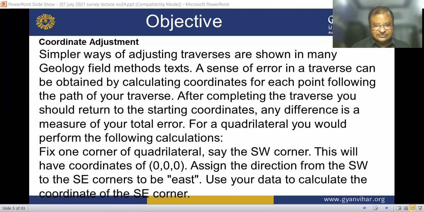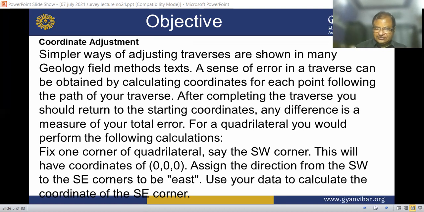Quadrilateral adjustment. Simpler ways of adjusting a traverse are shown in many geology field methods texts. A sense of the error in a traverse can be obtained by calculating coordinates for each point following the path of your traverse, and after completing the traverse you should return to the starting coordinates. Any difference is the measure of your total error.